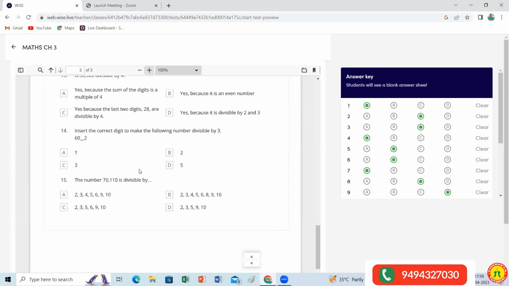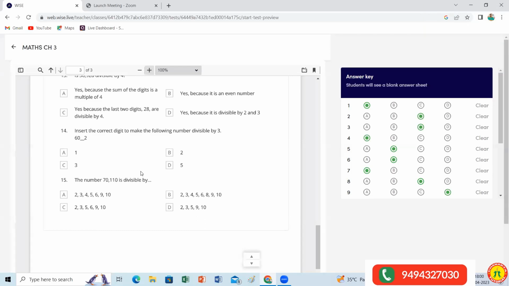Insert the correct digit to make the following number divisible by 3. Adrit, what is the divisibility rule of 3? Sum of digits. Good. If you consider 6, 0, blank and 2, then 6 plus 0 plus 2 is 8. So 8 plus what number makes 9? 9 is divisible by 3, right? Yes, ma'am. So what number can we take? Is any particular number mentioned? Ma'am, they did not mention.